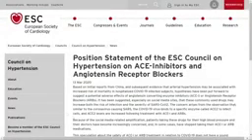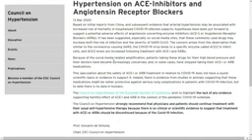Well, here is the response from the European Society of Cardiology. They say here, because of social media-related amplification, these patients taking their high blood pressure medications have become increasingly concerned and in some cases stopped taking their ACE or ARB medications. This is what the official response is from the European Society of Cardiology.